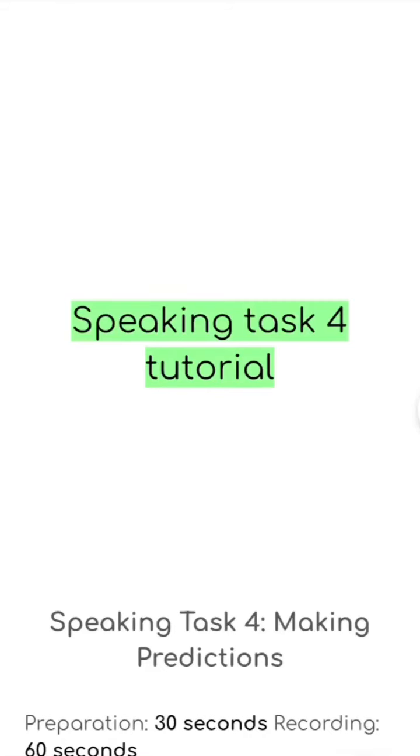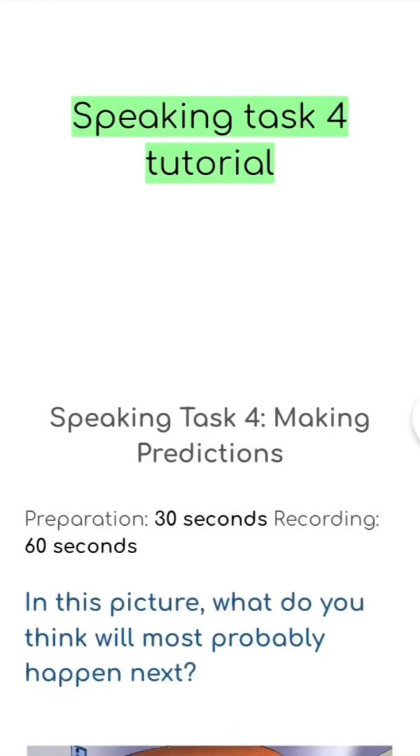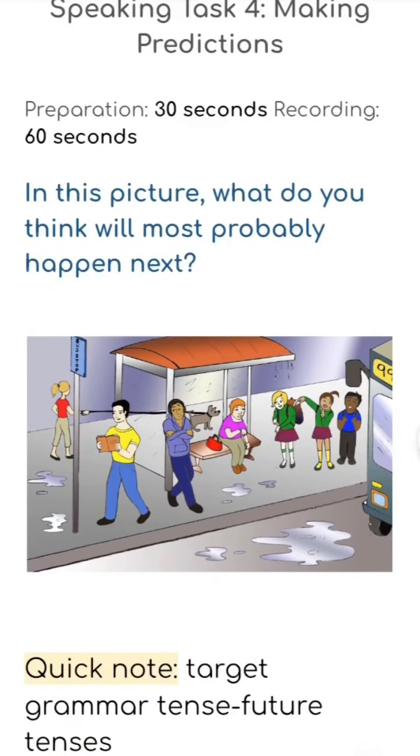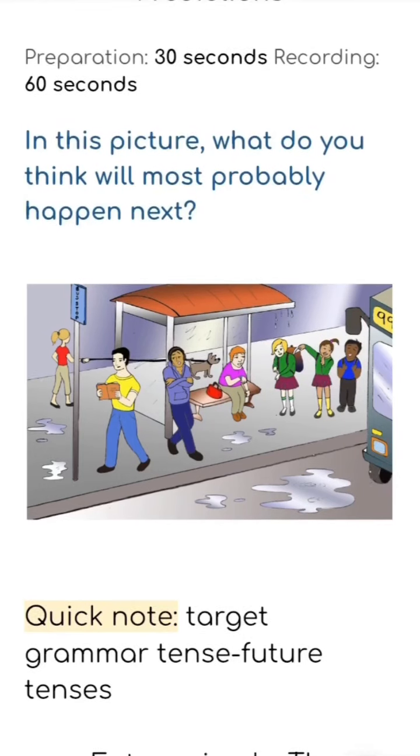Let's talk about speaking task 4. Speaking task 4, making predictions. So in this task, you're going to be saying what you think will happen next in the same picture that you were describing in task 3. For this task, you have 30 seconds to prepare and 60 seconds to record.